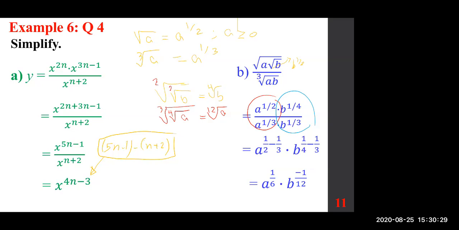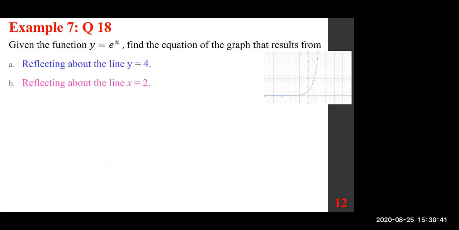All right. So that's just dealing with some expressions and simplifying them accordingly. We are given a function y equals e to the power of x, and we have the graph. It's a basic essential function everybody's familiar with. And we want to know how it works out if we want to reflect it about the line y equals 4.